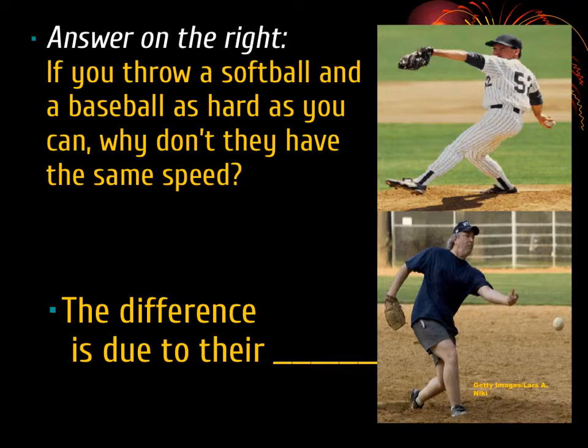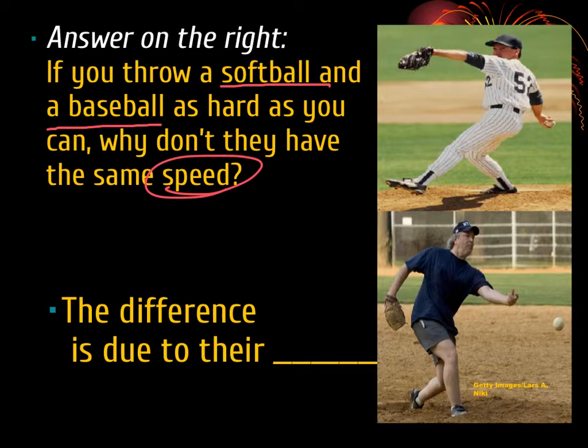Again, another investigation question to think about. If I'm now throwing a softball compared to a baseball, both as hard as I can, why is their speed so different? Okay, take a minute, formulate your answer, jot down a couple things, thinking about our key words: force, mass, acceleration. Why would their speed be different if I'm throwing them the same?